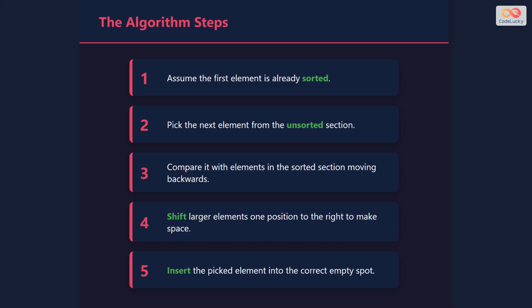Here is the step-by-step process. First, we assume the first element is already sorted because a single number cannot be out of order. Second, we pick the next element. Third, we compare it with the sorted elements before it. Fourth, if we find elements larger than our chosen number, we shift them to the right to make space. Finally, we insert our number into the gap we created.